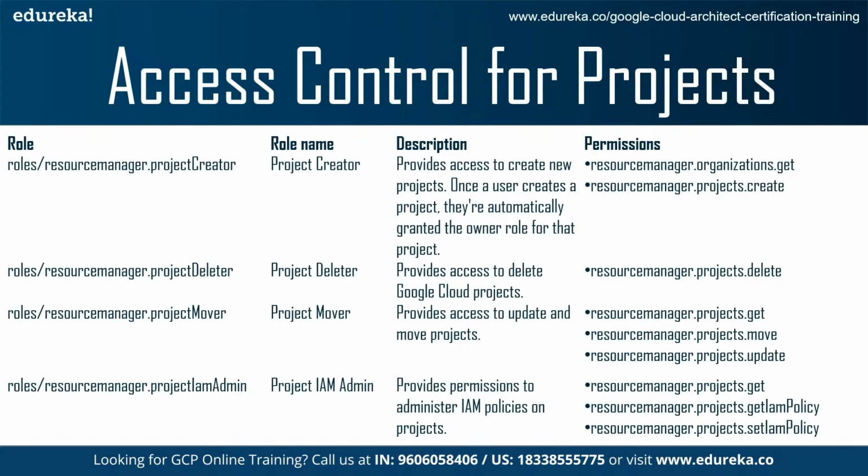Once a user creates a project, they are automatically granted the owner role for that project. Then you can see the specific permissions for it, like resourcemanager.organizations.get to get the organization. Similarly, for Project Deleter, Project Mover, and Project IAM Admin, specific permissions are there, and you can see the descriptions for them too.